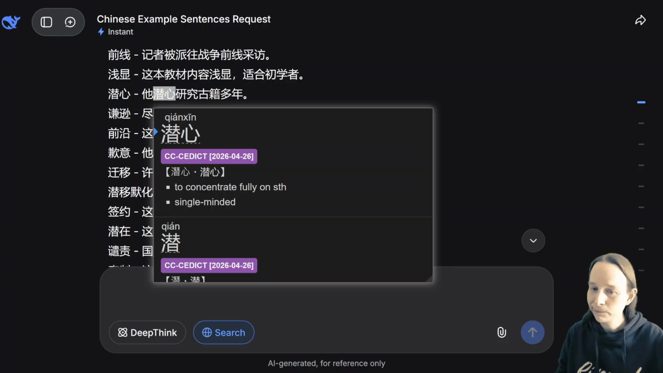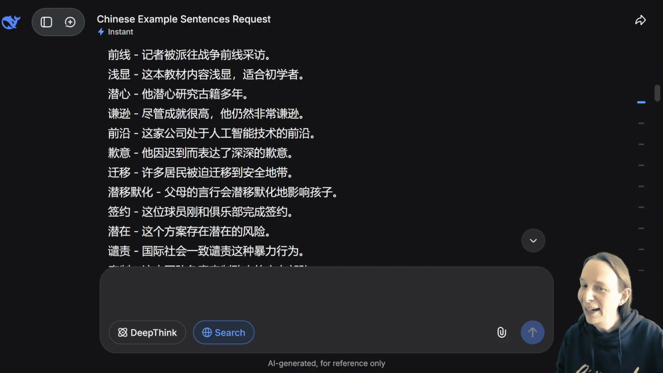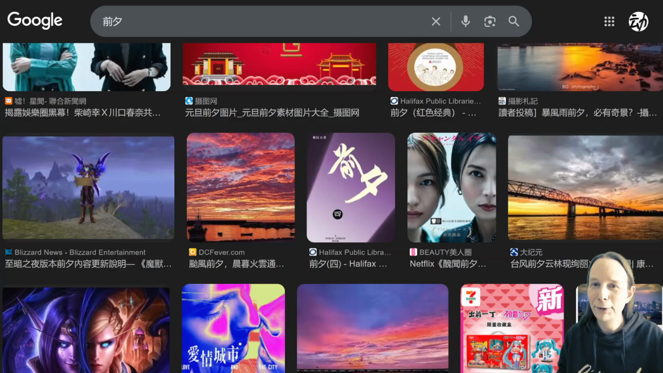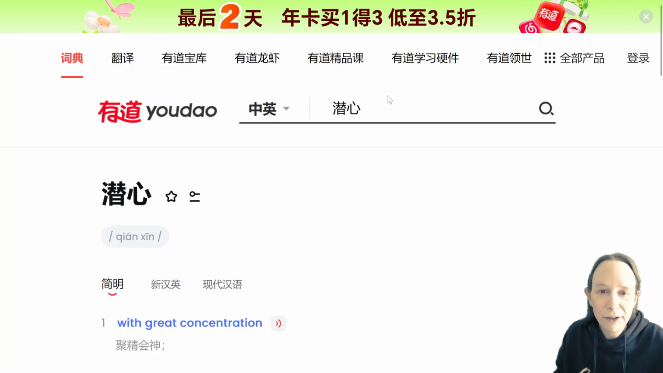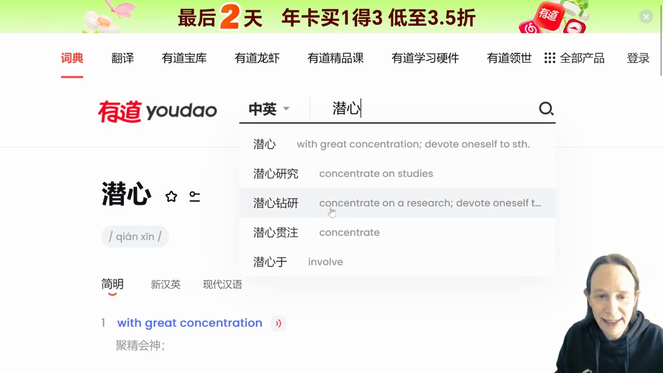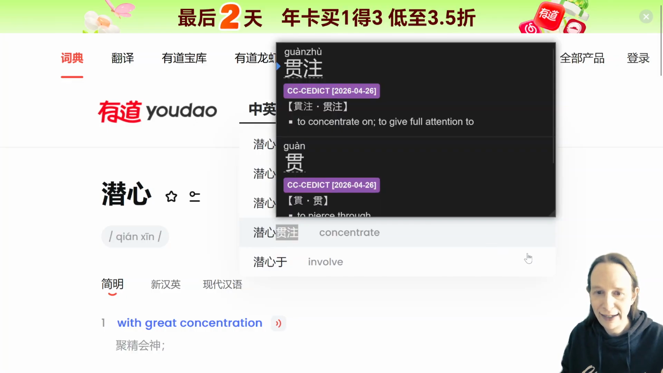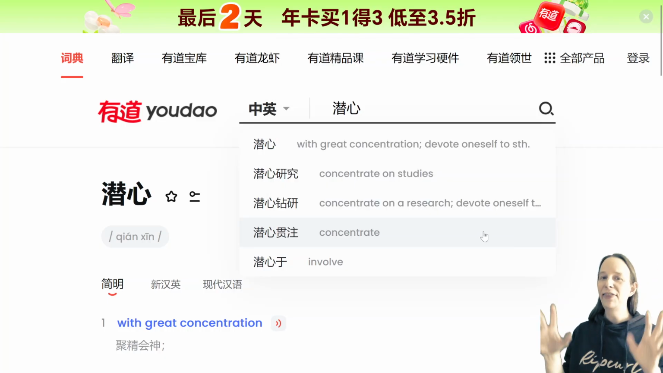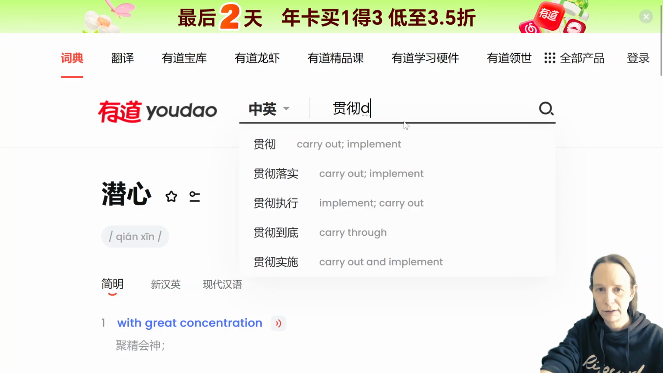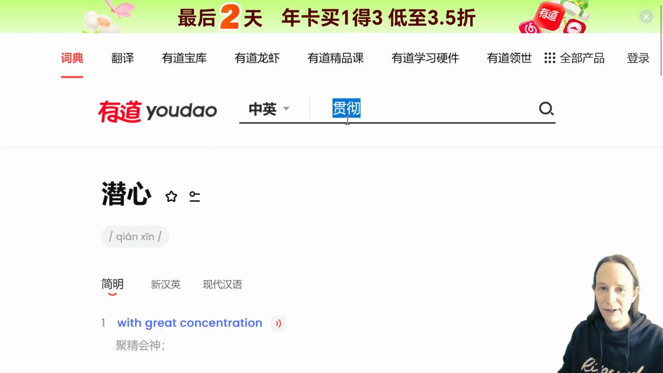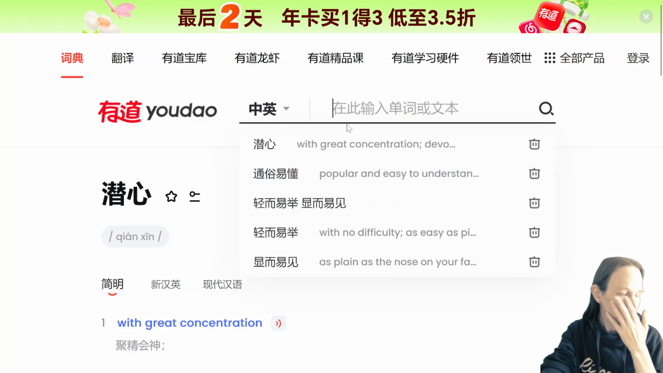Okay, give me a second. Item not found. 404 error. 潜心. Oh, what's this one? 潜心研究, 潜心钻研, 潜心关注, concentrate. It sounds like thoroughly concentrate. No, not 贯彻. 贯彻 is not that word. No, 彻底. But 彻底. Why is it 贯?